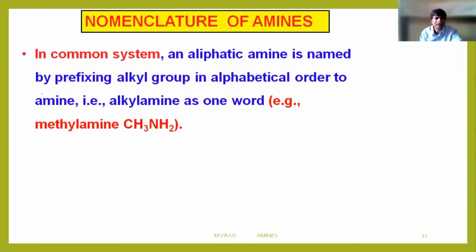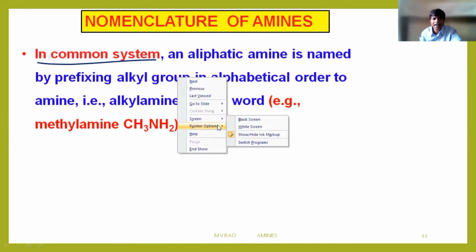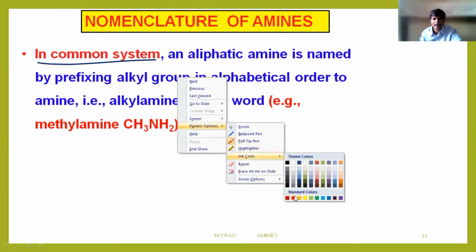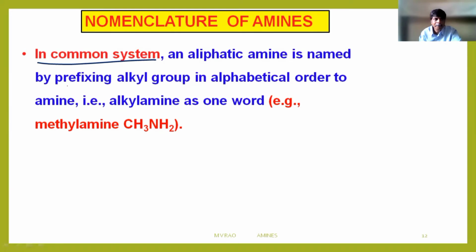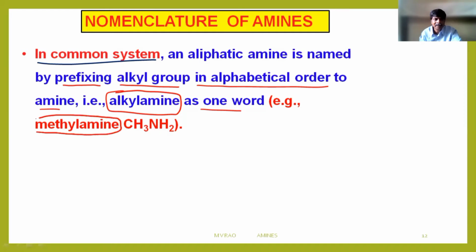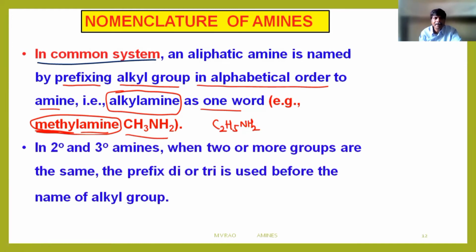So nomenclature of amines. First of all, in the common system, an aliphatic amine is named by prefixing the alkyl groups in alphabetical order to amine. That means alkyl amine as one word. Example, methyl amine. CH3NH2 is methyl amine. What is C2H5NH2? C2H5NH2 is ethyl amine. This is for primary amines.